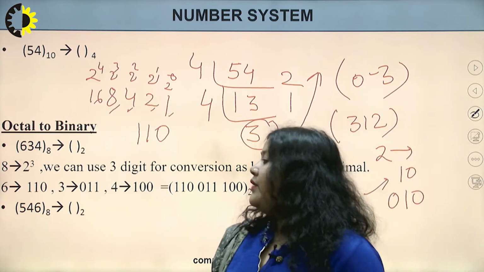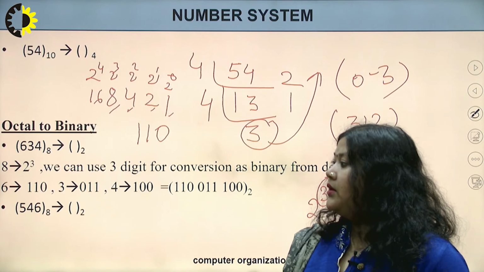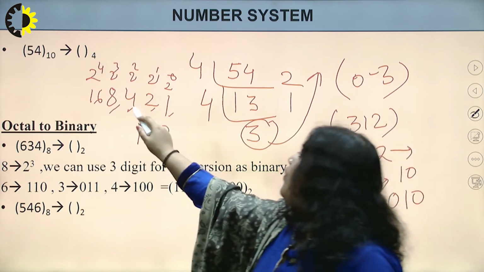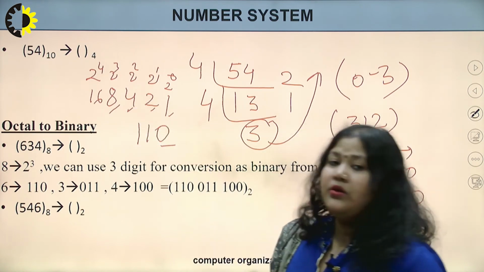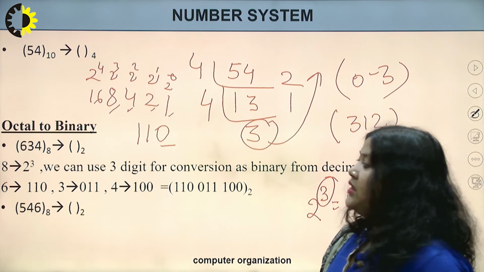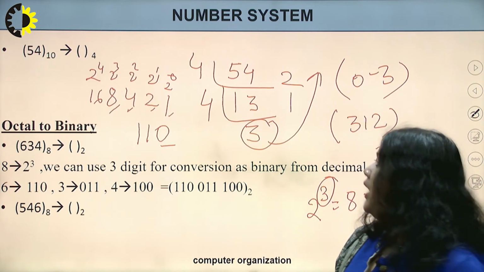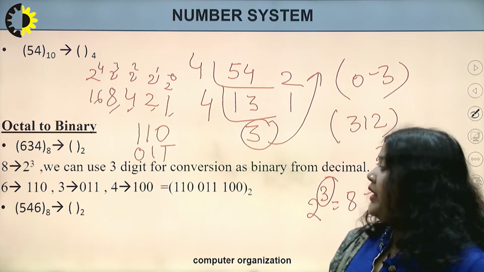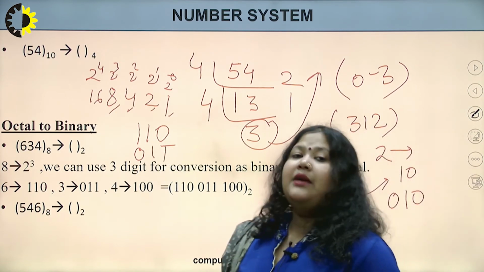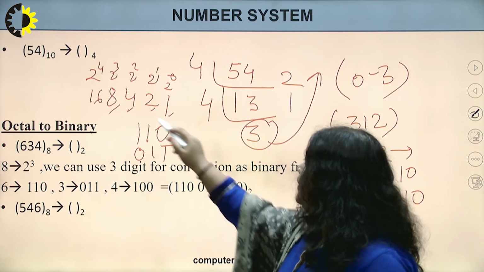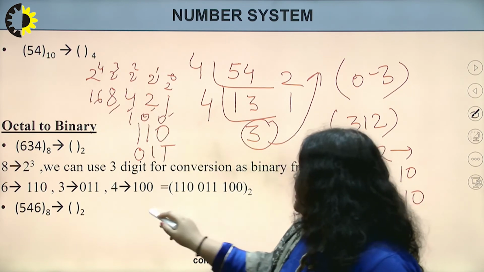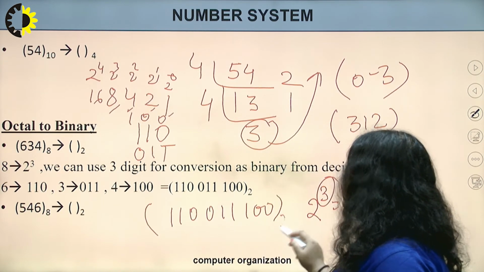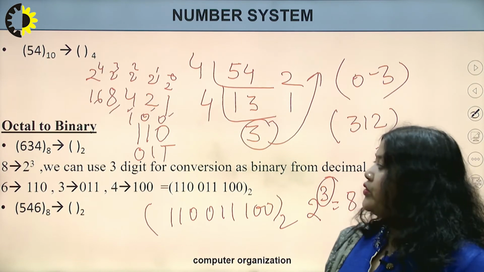So when the value is 634, the representation is 110, because 4 plus 2 is 6, and then 0, so it is 110. Now the binary representation of 3 is 0 1 1, because we have to represent the number in 3 bits in octal form. And the binary value of 4 is 1 0 0. So basically the number representation is 110 011 100 with base 2. So this is the representation of octal to binary.